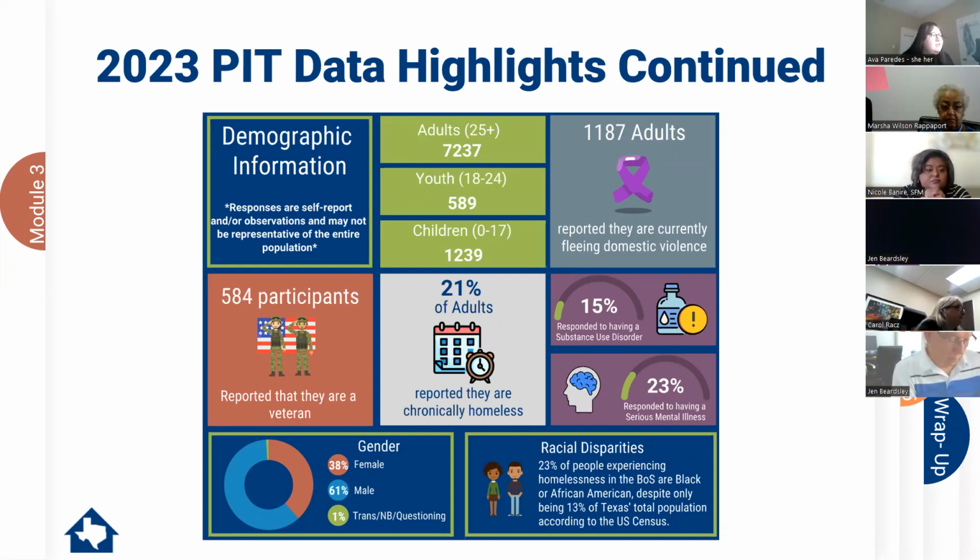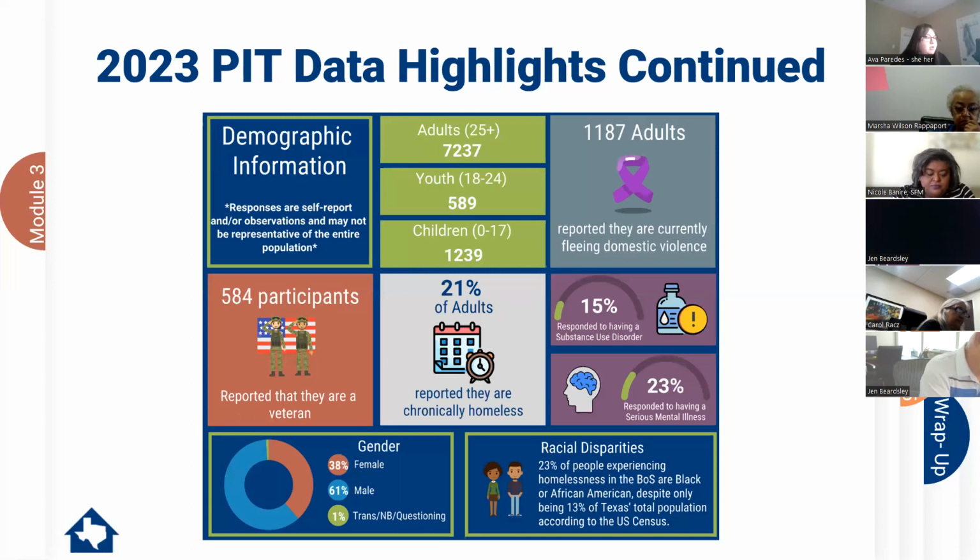So we counted 7,237 adults over the age of 25. We counted 589 youth between the ages of 18 to 24, and 1,239 children under the age of 17. We also identified 1,187 adults that reported that they are currently fleeing domestic violence. We had 584 participants that reported that they were a veteran. 21% of individuals reported that they are chronically homeless.